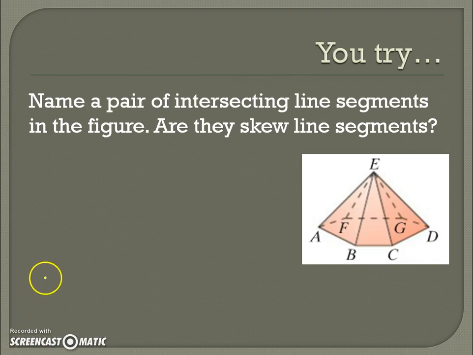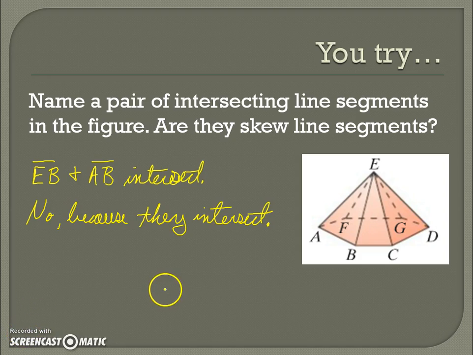Here's one for you to try. Go and pause. The answer will be up in 3, 2, 1. All right, here's what I got. You may not have the same lines. That's perfectly fine. There are actually a lot of different options over here, but I said that EB and AB intersect right here at B. And they're not skew because they're intersecting. That's what the definition of a skew line is. So that one should have been pretty easy for you.